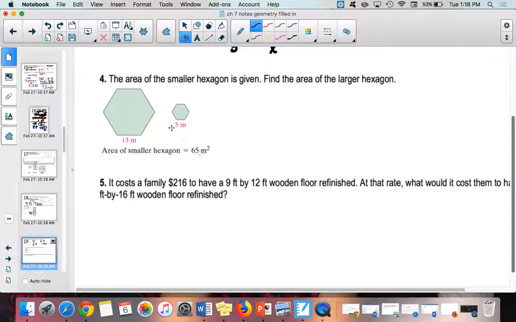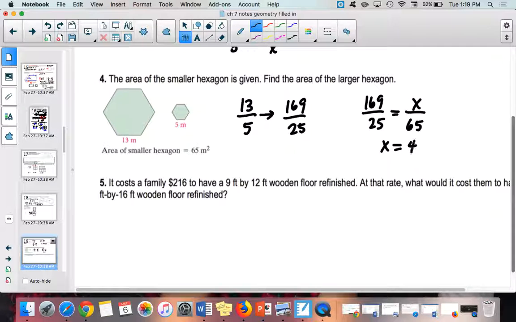The next one, we're going to do the same thing, but now we have the area of the smaller one. So be careful. We're going to do our 13 over 5. We really just need to square both sides, right? So that's going to be 169 over 25. That 169 over 25 is equal to, where do I put the 65? On the bottom, right? If I do big over small, then I want to make sure I do big over small in the next one. So I'm going to put 65 on the bottom, put x on top. So we get 169 times 65 divided by 25. So we get 439.4. Did you guys get that?